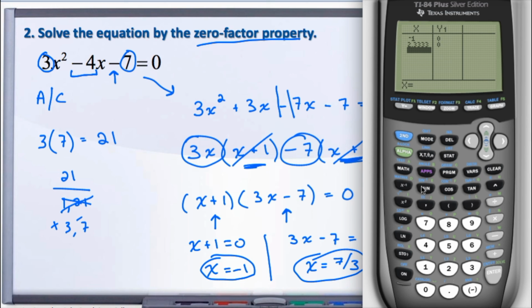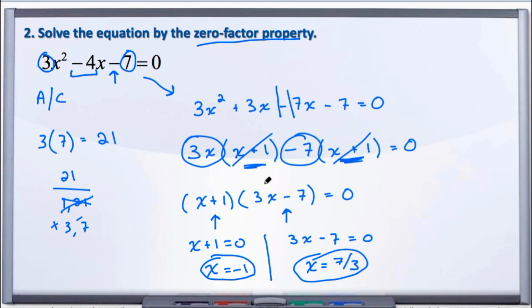If you don't have a graphing calculator, no big deal. We were able to manually find out whether or not our solutions were correct by just plugging them in and evaluating like we did in question number 1. But here we are, question number 2, the two solutions, x equals negative 1 and x equals 7/3.